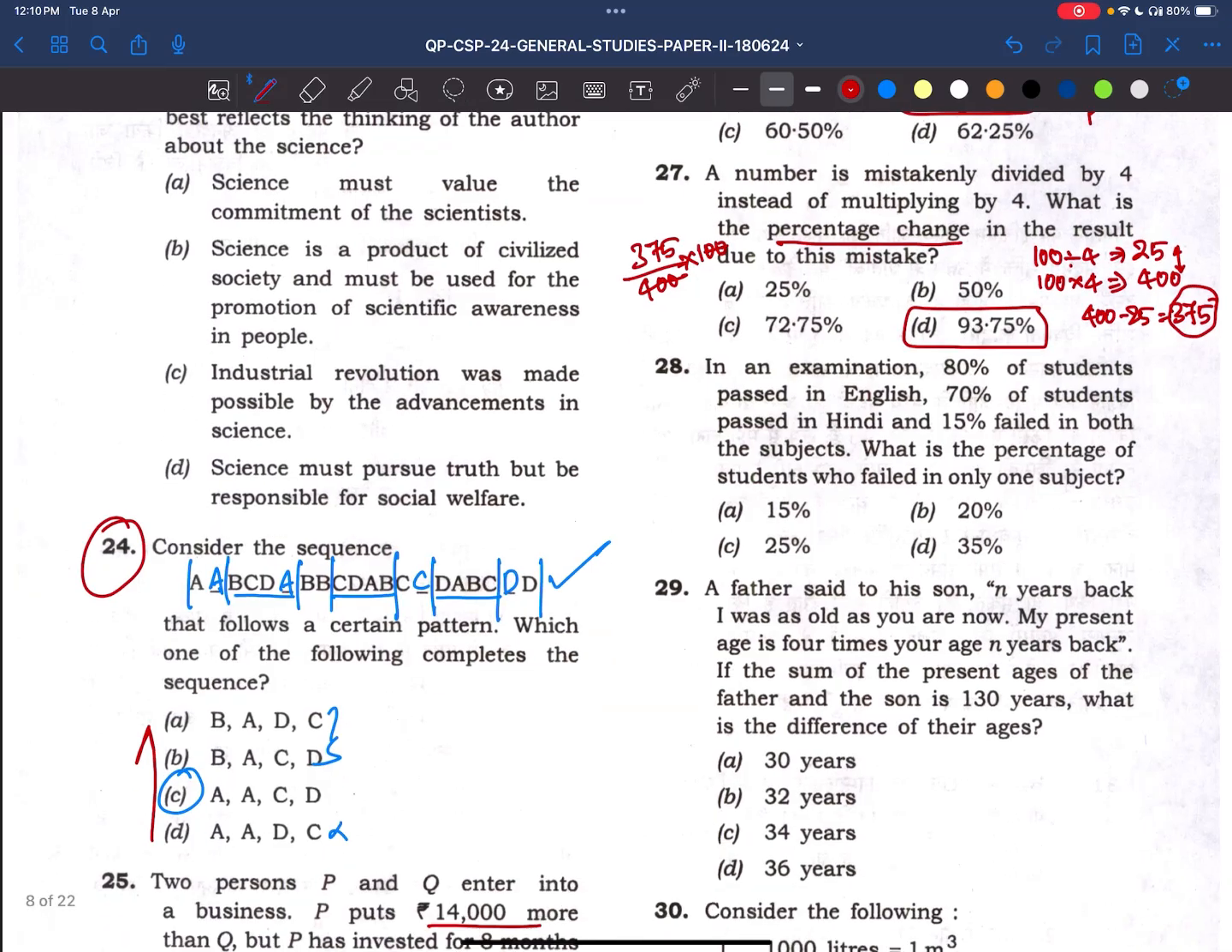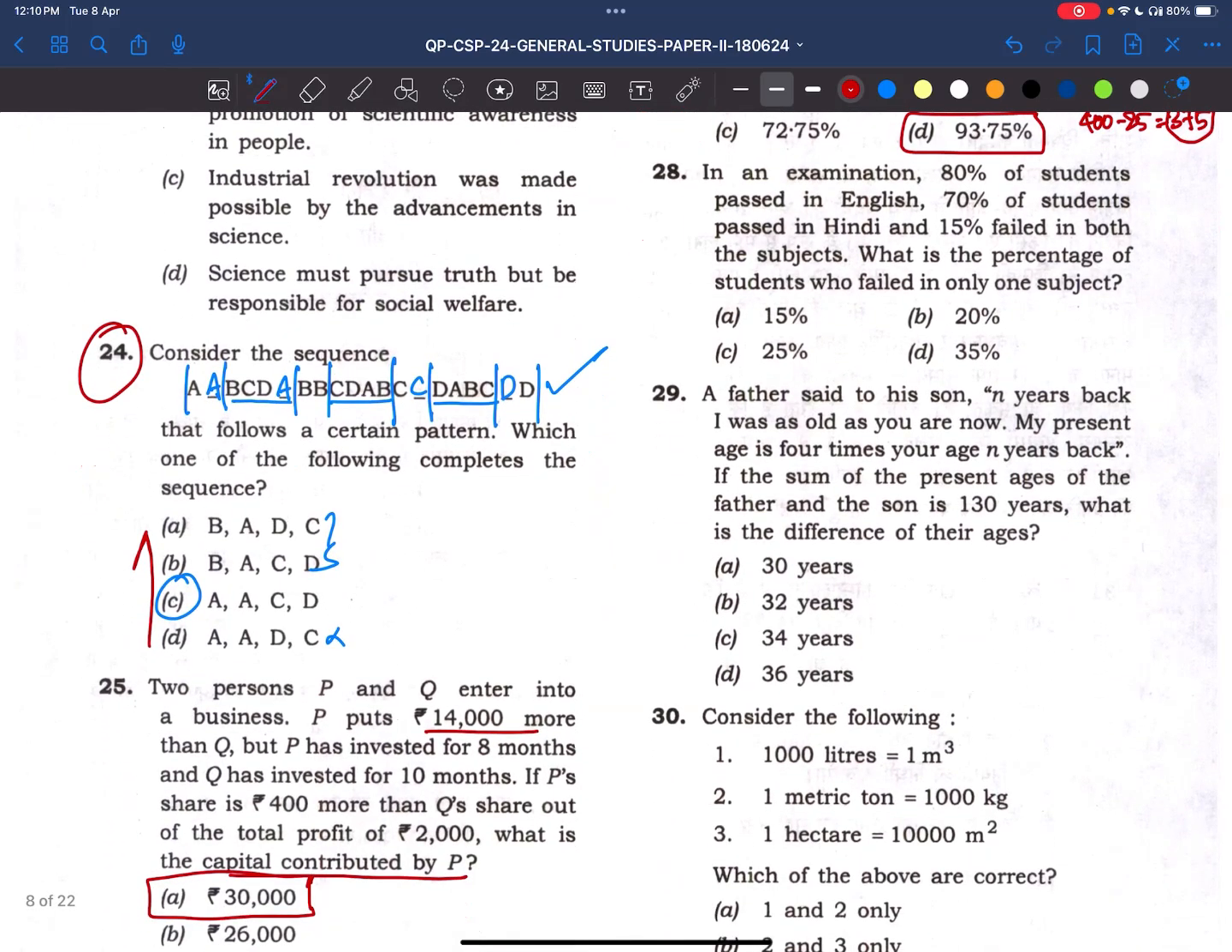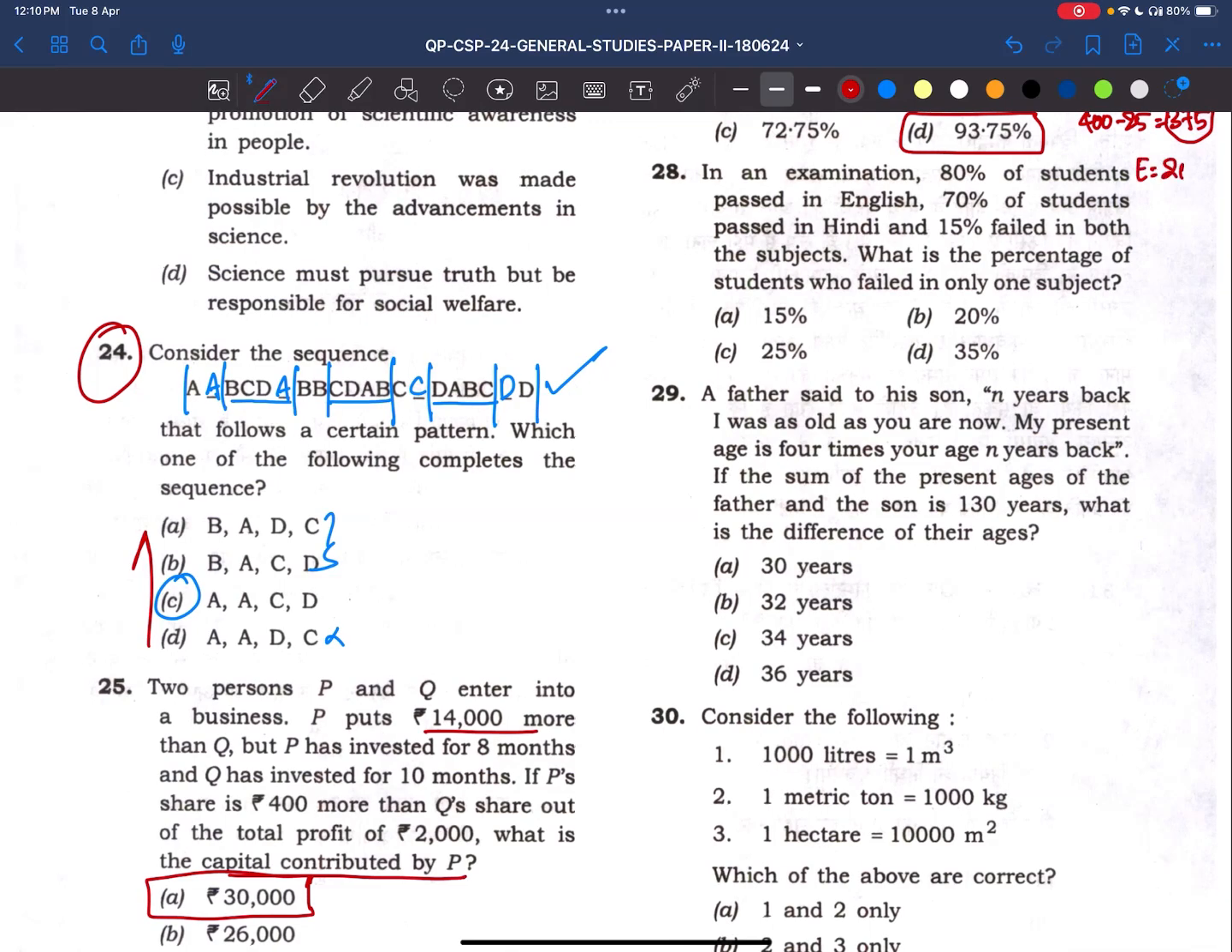Let's go to 28th question. In an examination, 80% of students passed in English. That means how many failed in English? 20% people failed, right? 70% of students passed in Hindi. That 30% people failed in Hindi, right? 15% failed in both subjects. Both. That means E intersection H is equals to 15%.